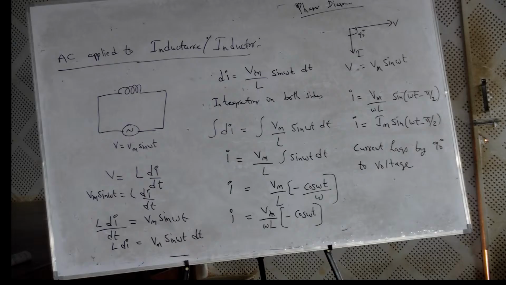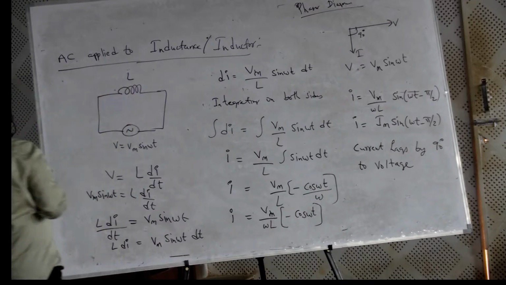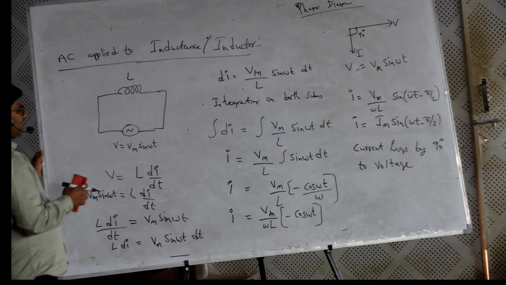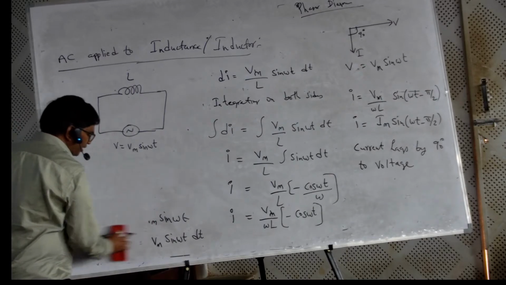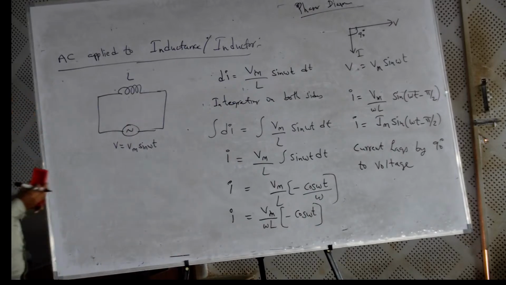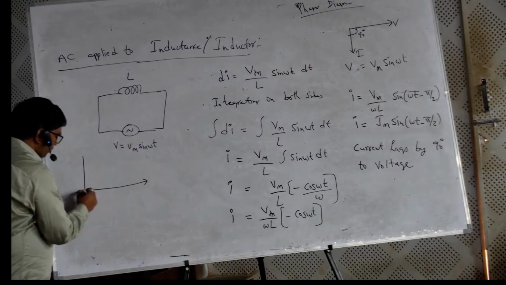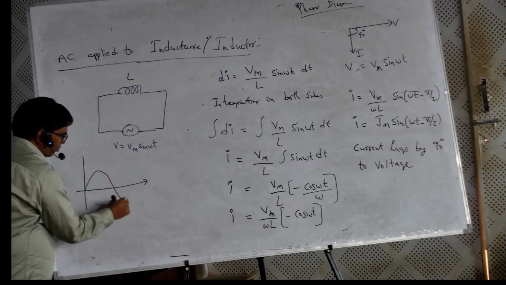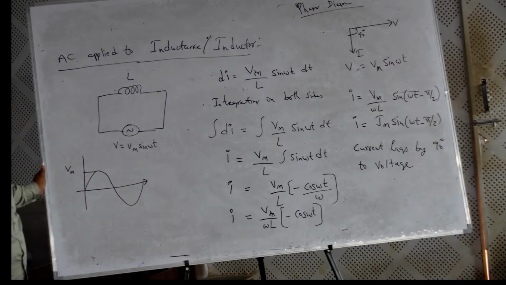What is the meaning of lagging? Lagging means late. Which one is late? The current waveform lags by 90 degrees with respect to the voltage waveform. What is the value here? It is the L value, L. Draw the waveform now. V is equal to Vm sin omega t. First, I think you know how to write this down. This is Vm. V is equal to Vm sin omega t.